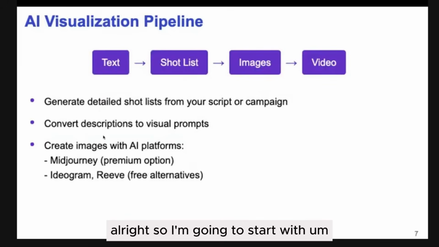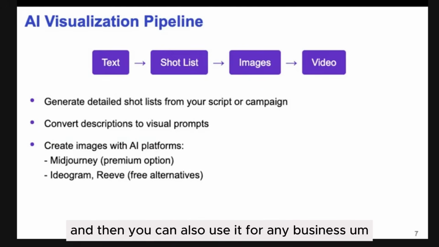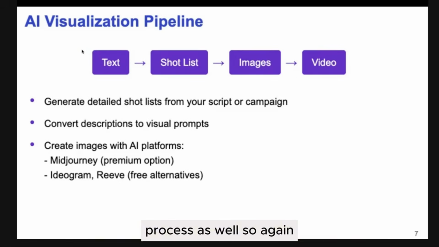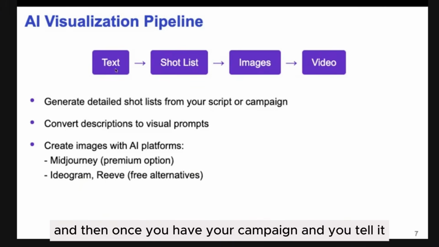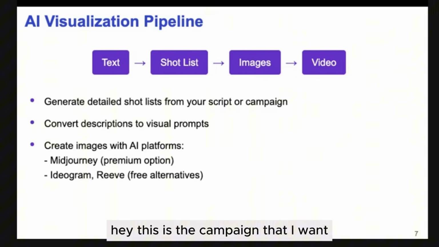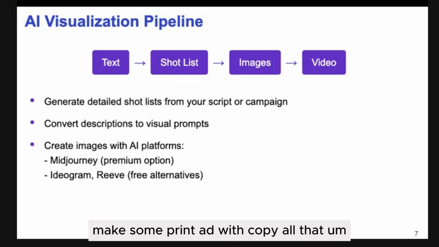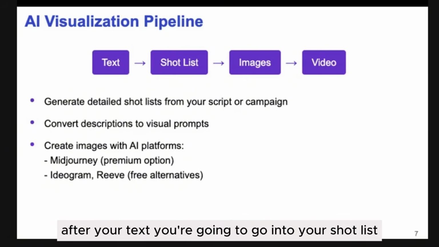All right. So I'm going to start with the creative, filmmaking process, and then you can also use it for any business process as well. So again, you're going to start with ChatGPT or Claude for your text, and then once you have your campaign and you tell it, "Hey, this is the campaign that I want. Make some social media content, make some print ad with copy, all that." After your text, you're going to go into your shot list.